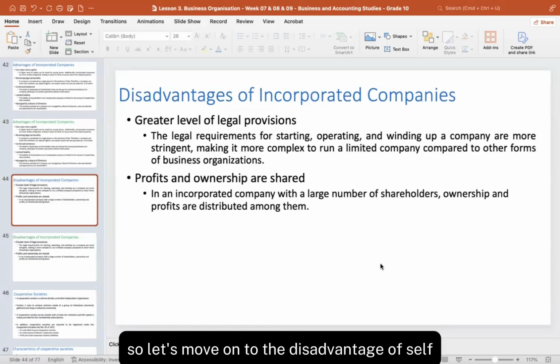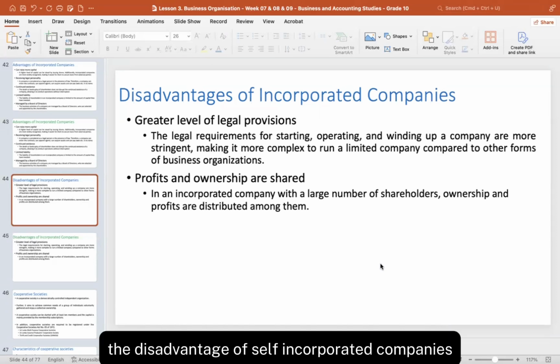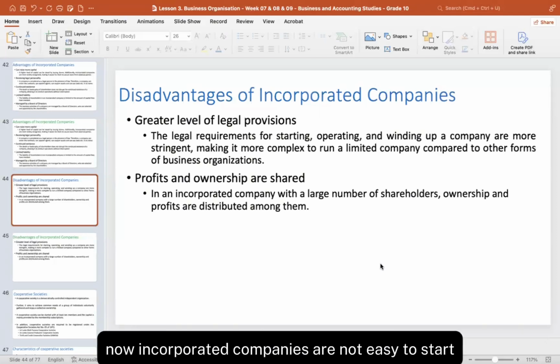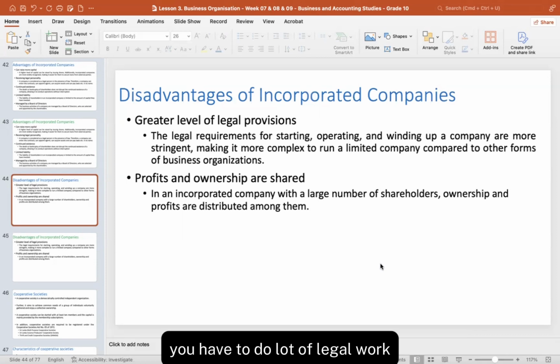So let's move on to the disadvantages of incorporated companies. What are the disadvantages of incorporated companies again? Greater level of legal provisions. Now, incorporated companies are not easy to start. You have to do a lot of legal work.